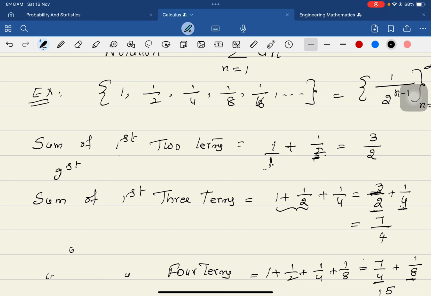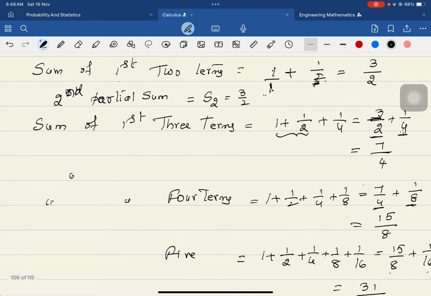First 2 terms means my second partial sum of the series. What do you mean by second partial sum? It means the first 2 terms, S2, is given by 3 by 2. When I say the first 3 terms, that means this is the nth partial sum, that means the third partial sum of the series. That is given by S3, and that value we got as 7 by 4.